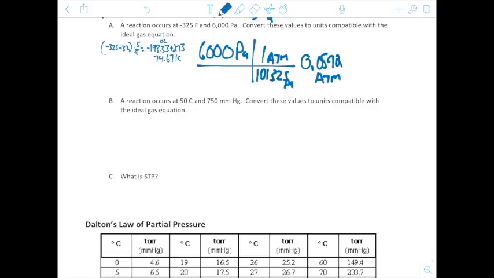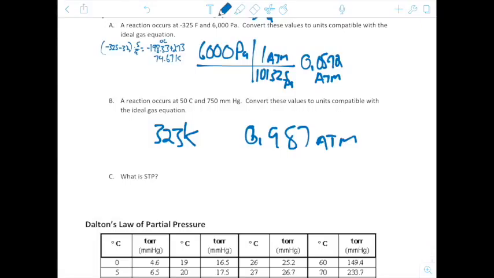Looking at B, it says a reaction occurs at 50 degrees Celsius and 750 millimeters of mercury. Convert these units to be compatible with the ideal gas equation. The answers that we should get for this are 323 Kelvin and 0.987 atmospheres. Use the same techniques that we used above and see if you can get those answers.